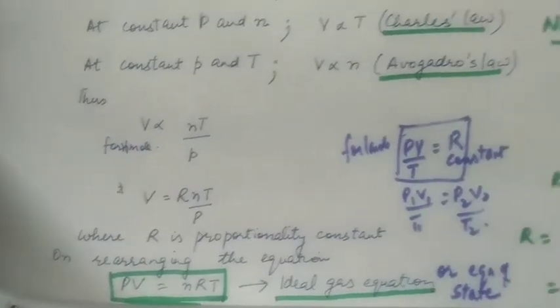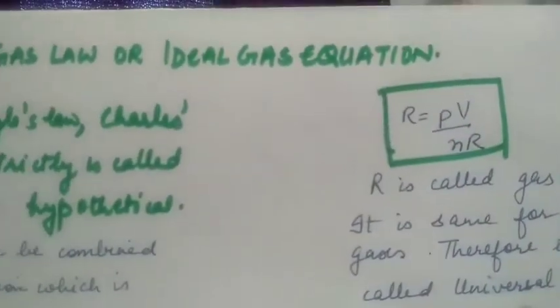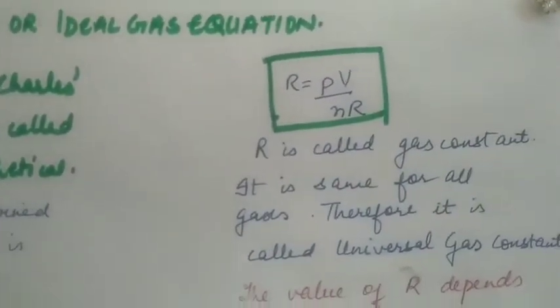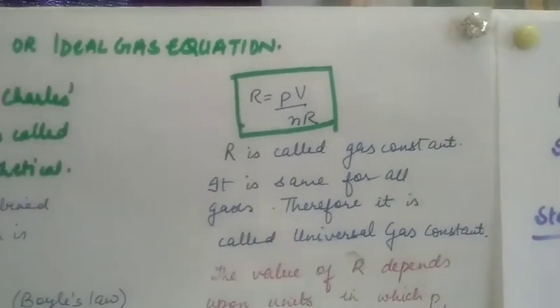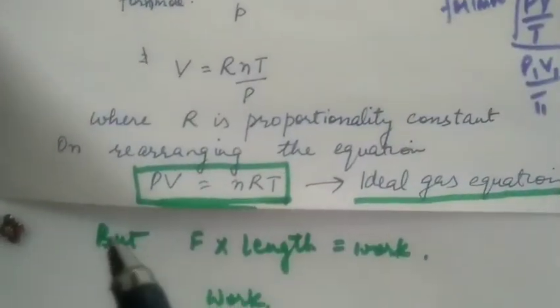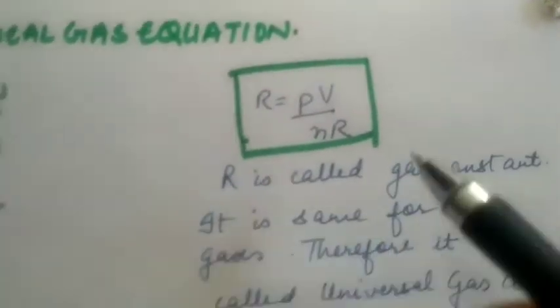Now this gas constant, this constant of proportionality, which is known as the gas constant, its value can be obtained from this equation. R is equal to PV upon nT.